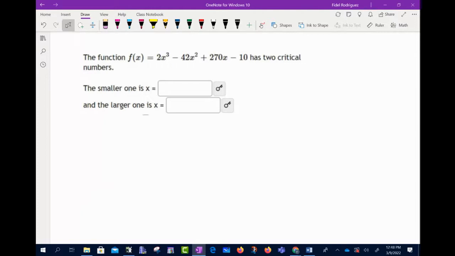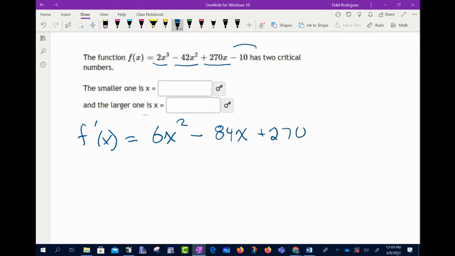So the first thing we want to do here is find f prime of x. So let's find the derivative. What is the derivative of 2x to the third? 6x squared, very good. Minus, what's the derivative of 42x squared? 84 with an x, very good. What's the derivative of 270x? 270, and the derivative of -10 is 0, so we don't need to worry about it. Since we have a polynomial, which is continuous and differentiable, we're going to set this derivative equal to 0.